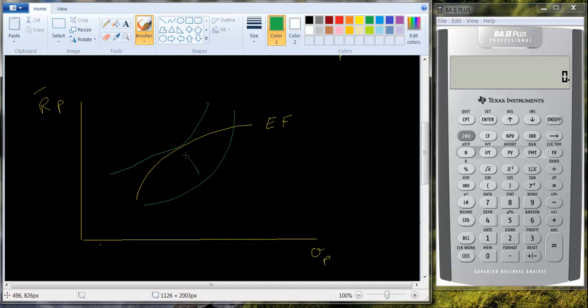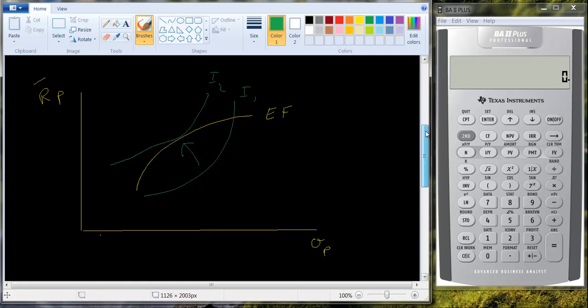You're trying to get to the highest indifference curve you can get to. So this would be I1, this would be I2. And again, there are lots of indifference curves. But that's in some ways not very interesting because everybody's going to choose a different portfolio. So let me draw one more picture.